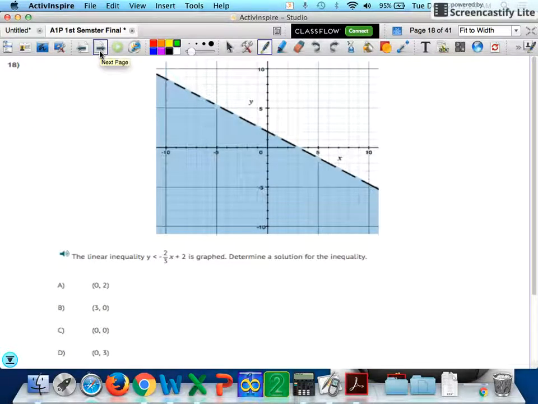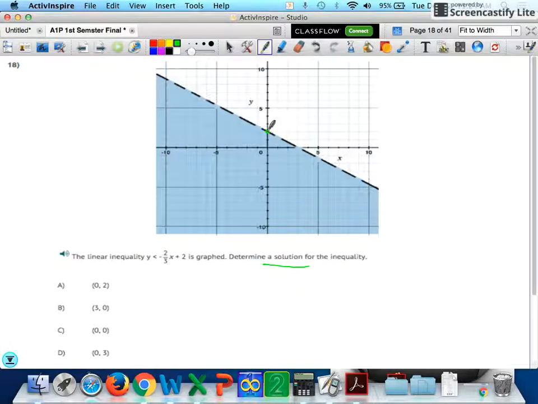It's already in y equals form, or y less than form, for us. Determine a solution for the inequality. We just saw this on the chapter 6-7 test. I say graph all these points just to be safe. Determine a solution. (0, 2).